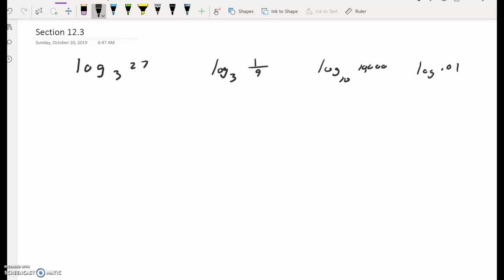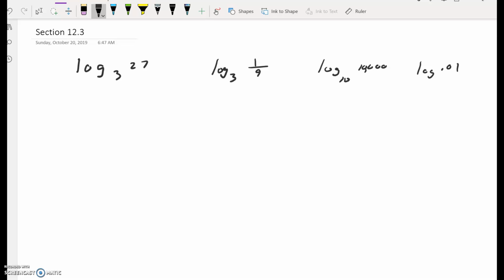Chapter 12 is a chapter based on logarithms, and logarithms are inverses of exponents. And so, to solve exponential equations, you need logarithms to undo them, just like you need division to undo multiplication, just like you need subtraction to undo addition.